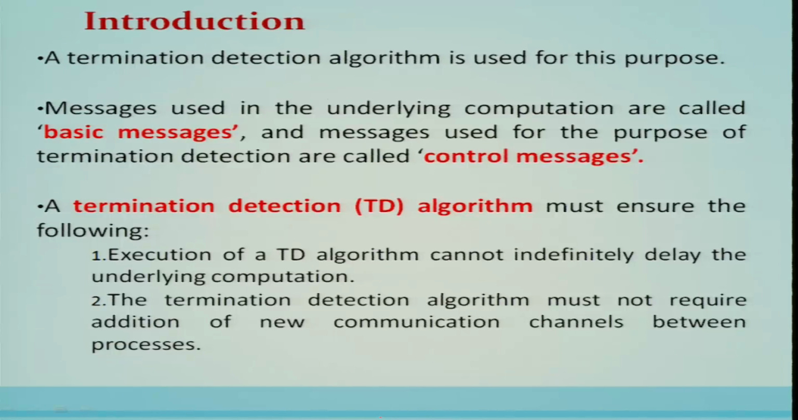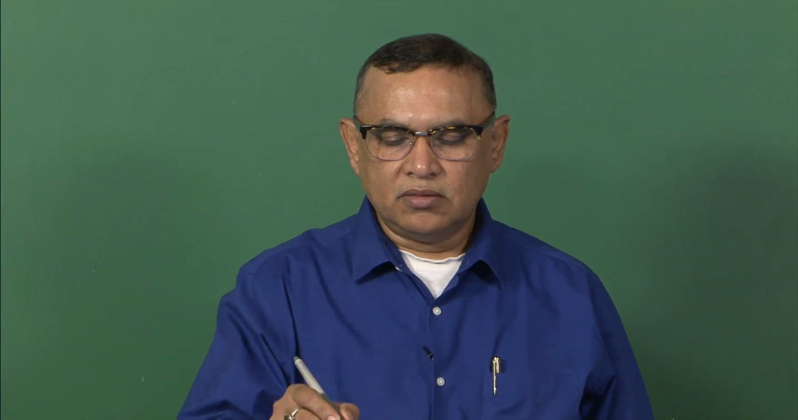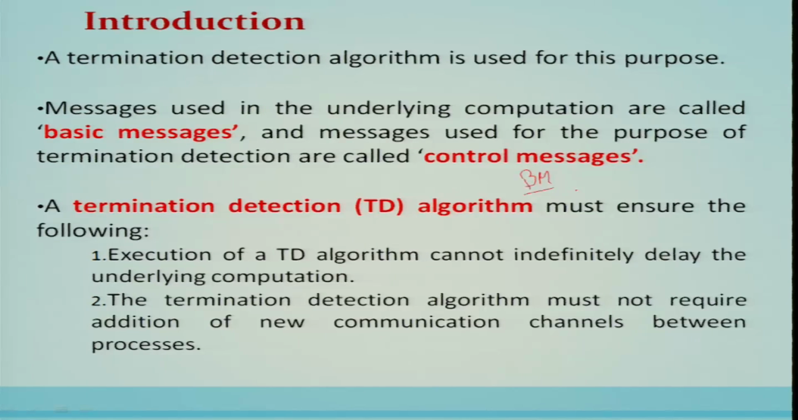Introduction. A termination detection algorithm is used for this particular purpose. The messages used in the underlying computation are called basic messages, and the messages used for the purpose of termination detection are called control messages. So, in a termination detection algorithm we are going to use two different types of messages: the normal computation messages, called basic messages, and the messages which lead to the termination detection, called control messages.